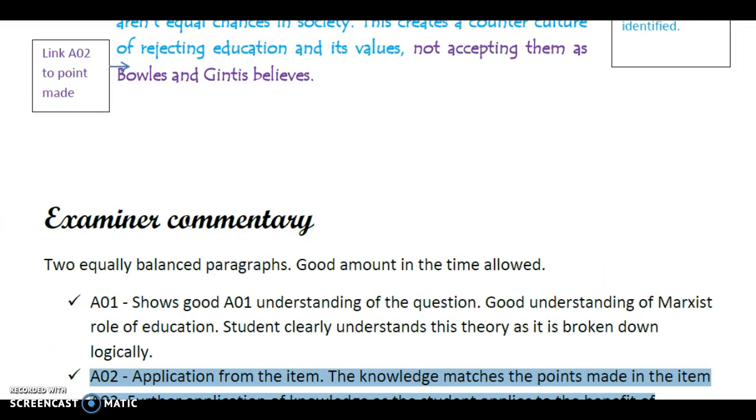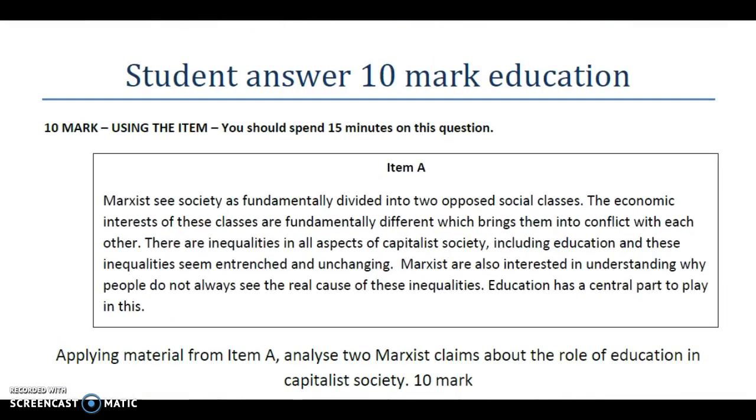in answer to this short question at the top there. Okay, so hopefully you can see how the student has got the marks and how the student has produced a logical answer.